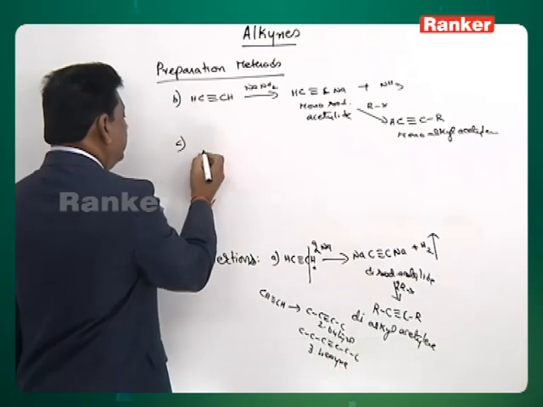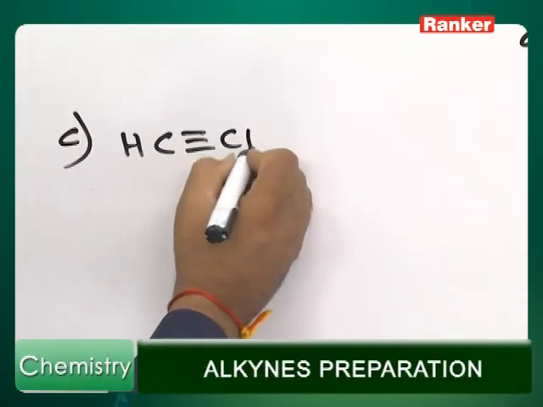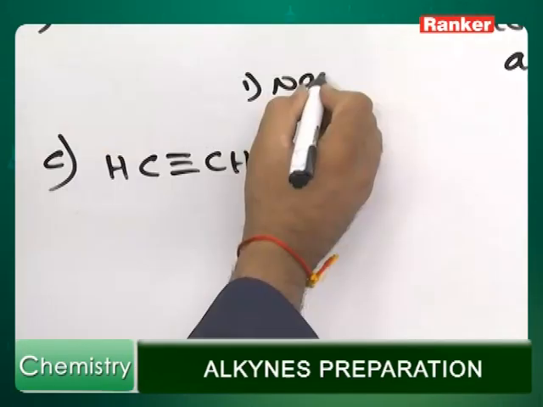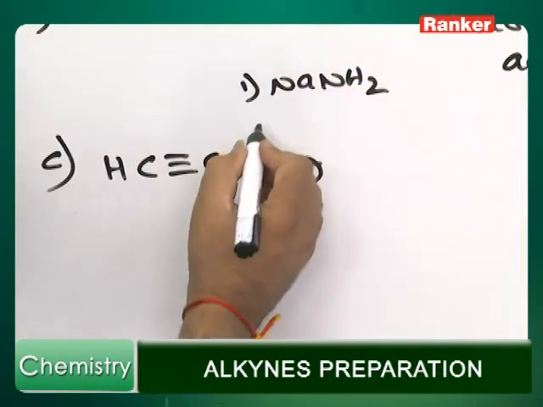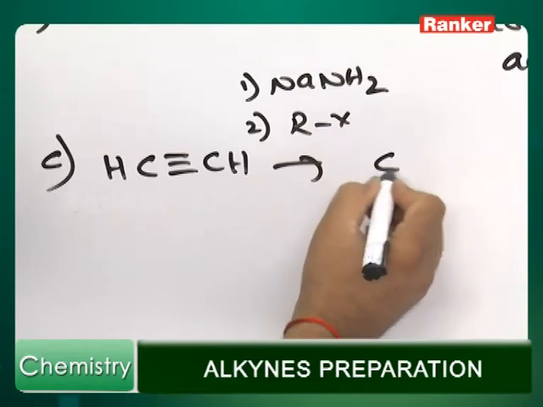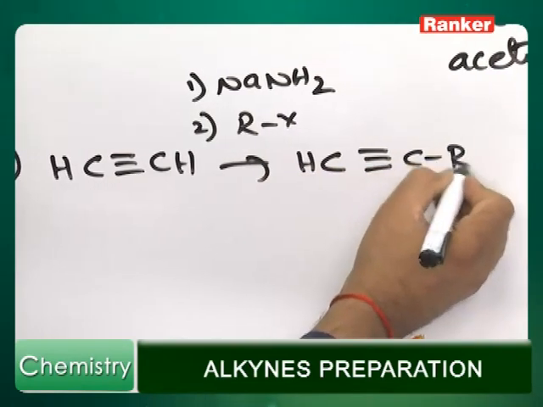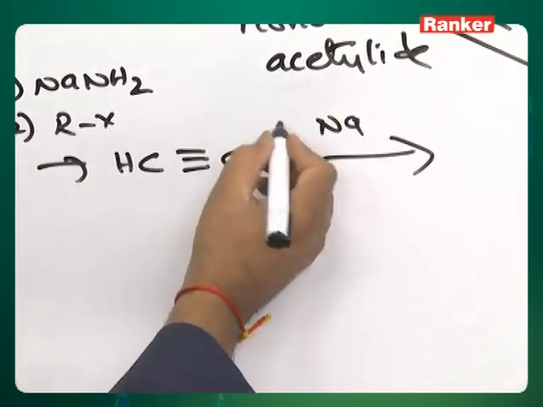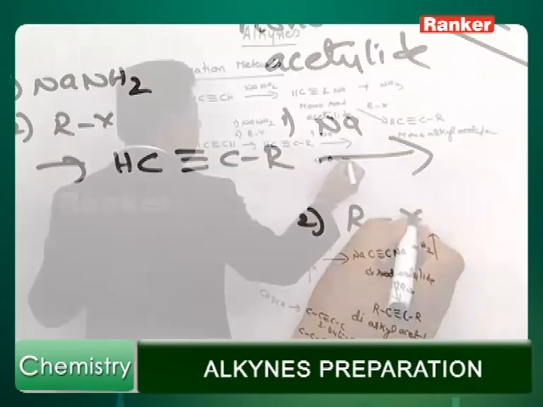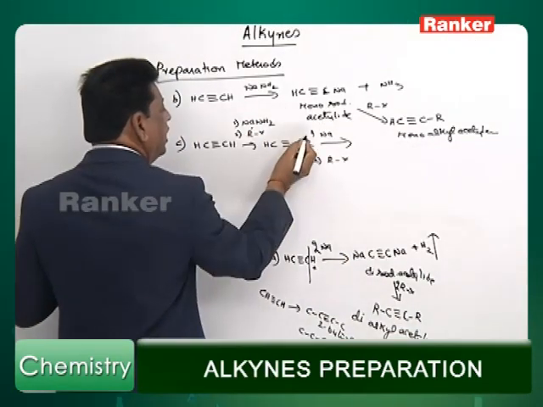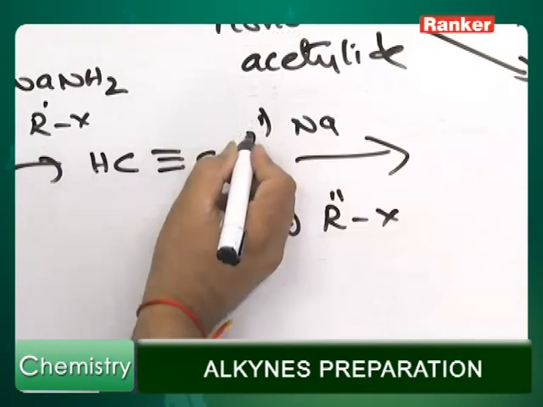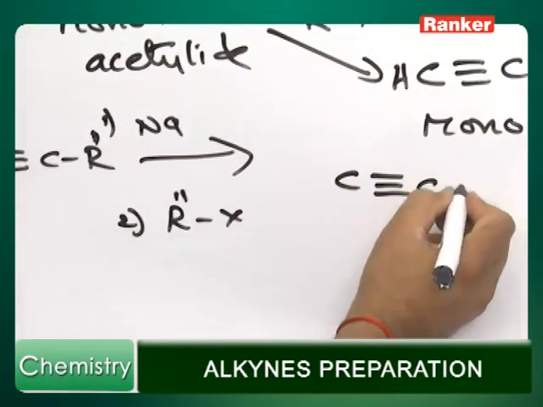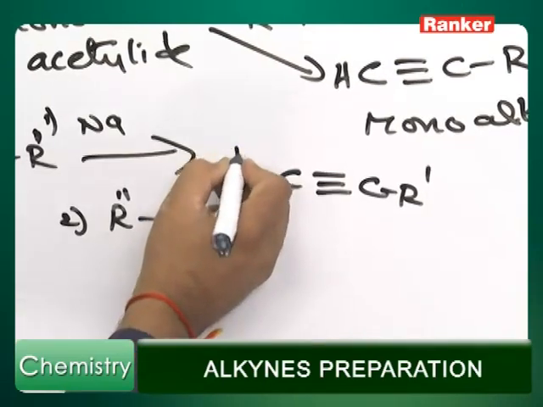We have one more method. Acetylene may first be converted into the monoalkyl by using sodamide, followed by RX. So, first let us get the one alkyl group. Then you use sodium metal again. So, this side sodium will come, then you use the alkyl halide. Let this be R1, so R1 has come, and R2 dash will come here. So, on one side you will have R1 and on the other side you will have R2 dash.